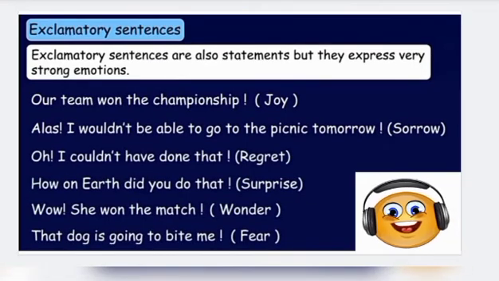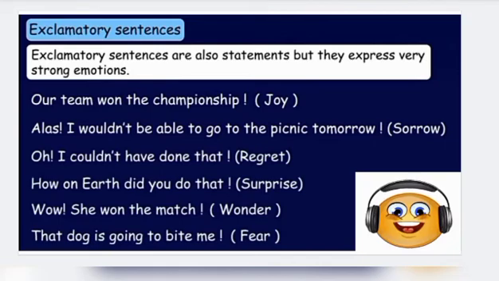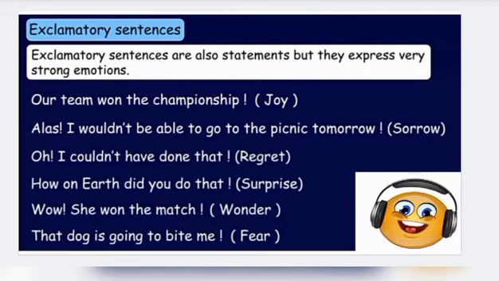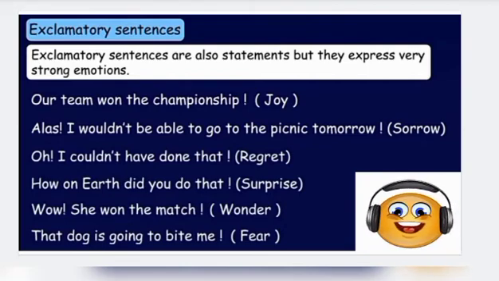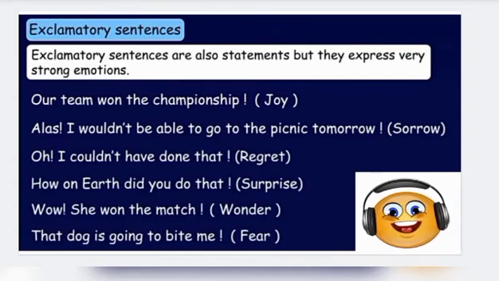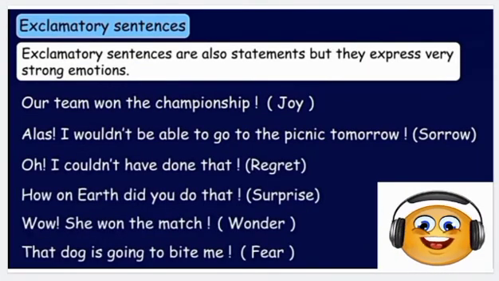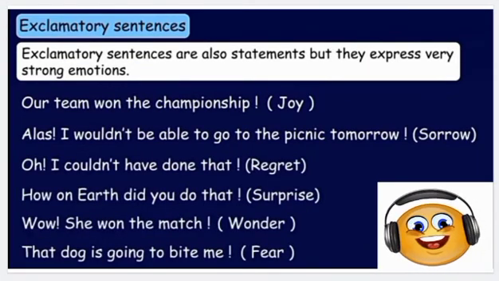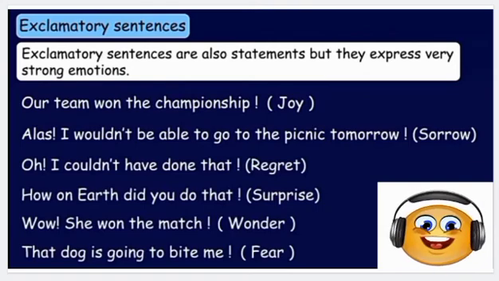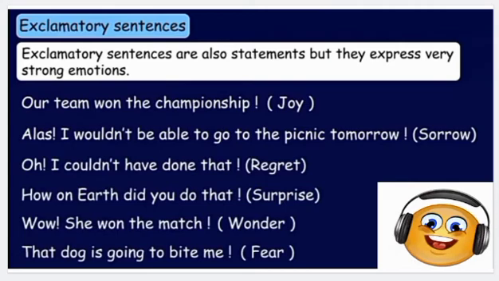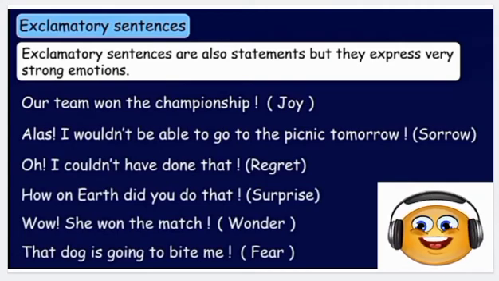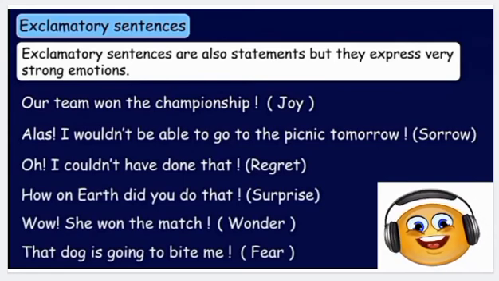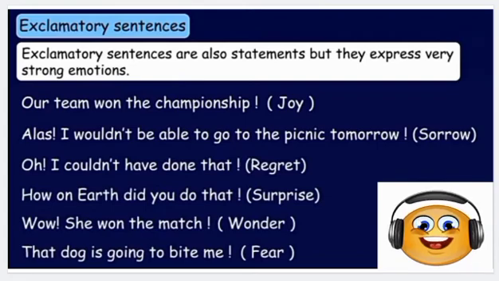Let's see the examples for exclamatory sentence. Our team won the championship! It is a joy. So, it is an example of an exclamatory sentence, where an exclamatory sentence always ends with an exclamation mark. Alas, I won't be able to go to the picnic tomorrow! It is a sad thing, a sorrow emotion, so it is a kind of exclamatory sentence. Oh, I couldn't have done that! So, it is a regret. It is a form of exclamatory sentence.